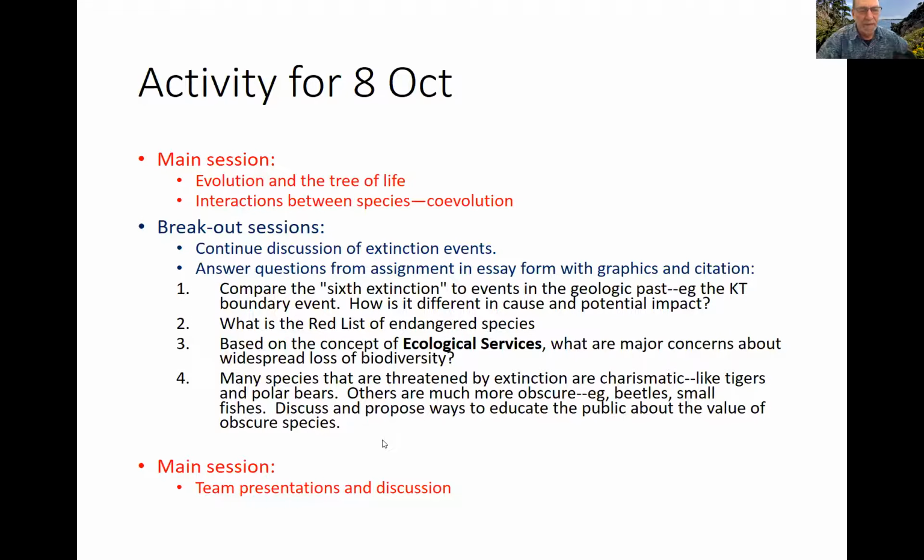As we continue with the class, I'd like to have the teams develop more and more articulated and complete answers to the activities that are assigned for the breakout groups. So when we come back, make sure that you're able to answer each of these questions 1 through 4, with citation or basis of sources, and also to engage in discussion about this material.